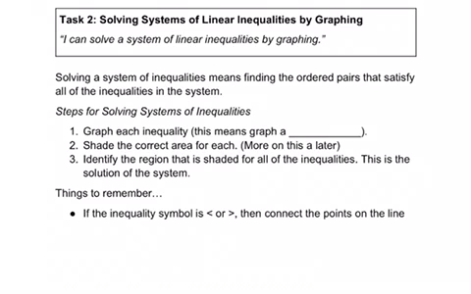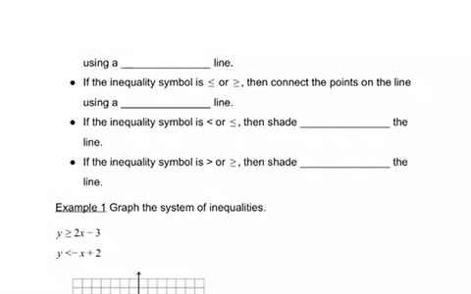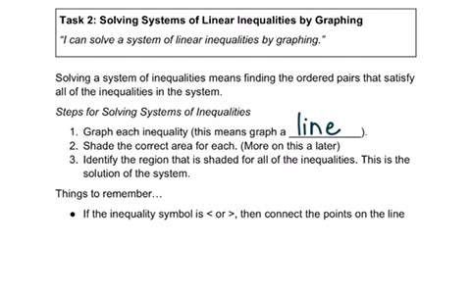So when you solve a system of inequalities, there are a couple of steps you can follow. The first thing is you're going to graph each inequality. This means graphing a line. So you're going to use what you learned about graphing lines from task 1 in this task. Then you're going to shade the correct area for each. More on this a little bit later. Then you're going to identify the region that is shaded for all of the inequalities. That's the solution of your system.